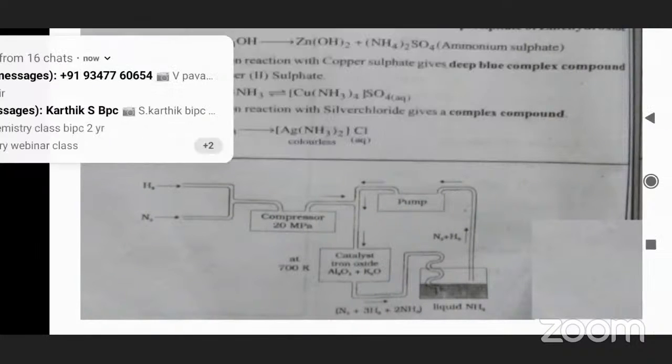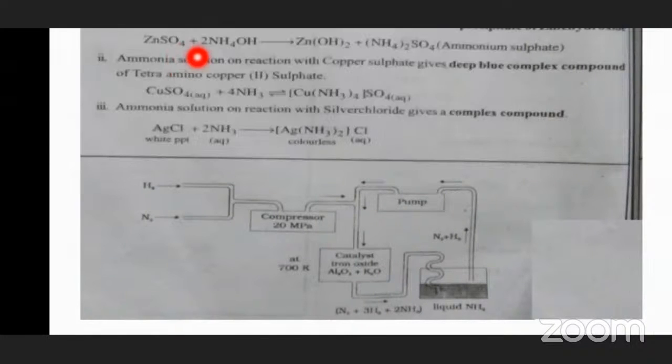But some more reactions are available here. When zinc sulfate is reacted with ammonium hydroxide, you get zinc hydroxide plus ammonium sulfate. What happens here? Ammonium hydroxide is reacted with zinc sulfate to form zinc hydroxide as well as ammonium sulfate. That means what?